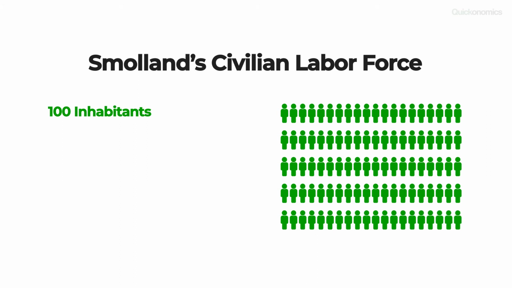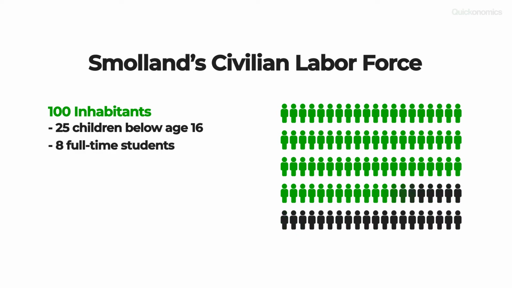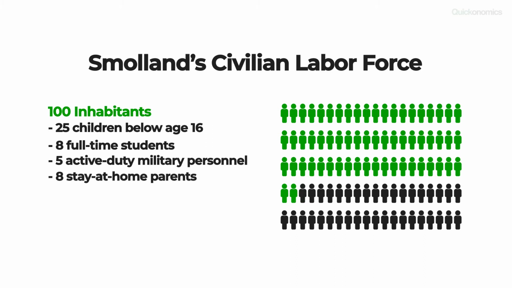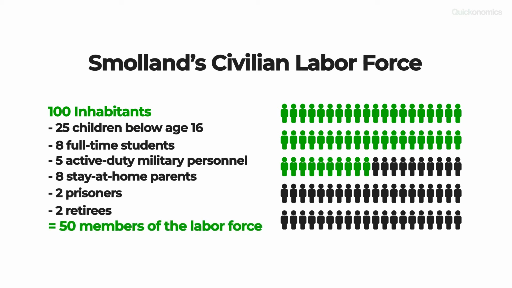Out of those 100 people, 25 are children below the age of 16, 8 are full-time students, 5 are active duty military personnel, 8 are stay-at-home parents, 2 are currently in prison, and 2 are retired. Now, none of those people are classified as members of the labor force because they're either not willing or not able to work for various reasons. Instead, the civilian labor force consists of the remaining part of the population, which is 50 people in this case.